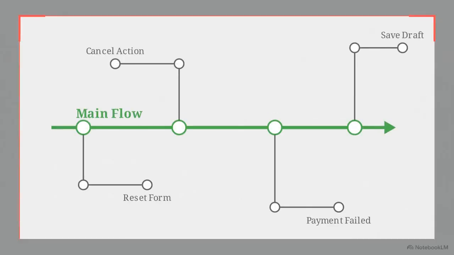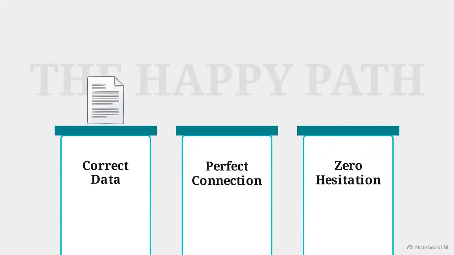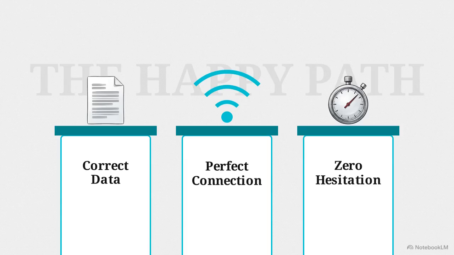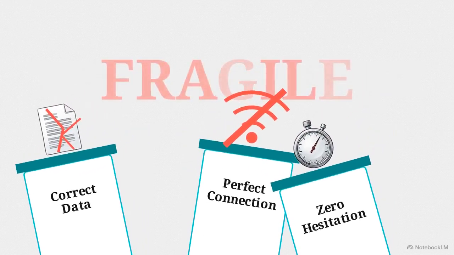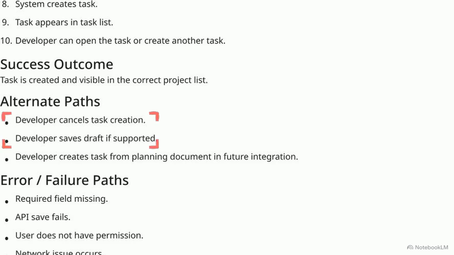Relying exclusively on this ideal scenario creates a dangerous engineering bias. Assuming users will always have the correct data, a perfect internet connection, and zero hesitation results in fragile software. The main flow proves your feature works in theory. But real-world software must account for the friction of actual use, where users rarely act perfectly in practice. Alternate paths map valid choices diverging from the primary goal, like saving a draft or canceling a task.